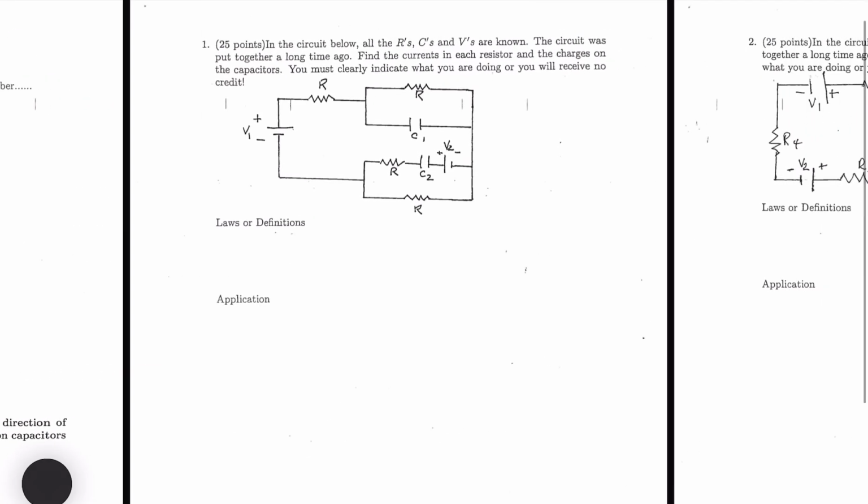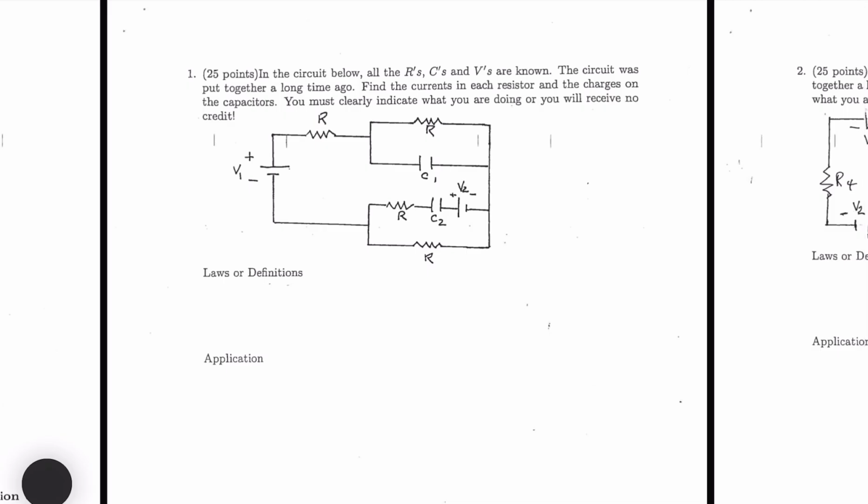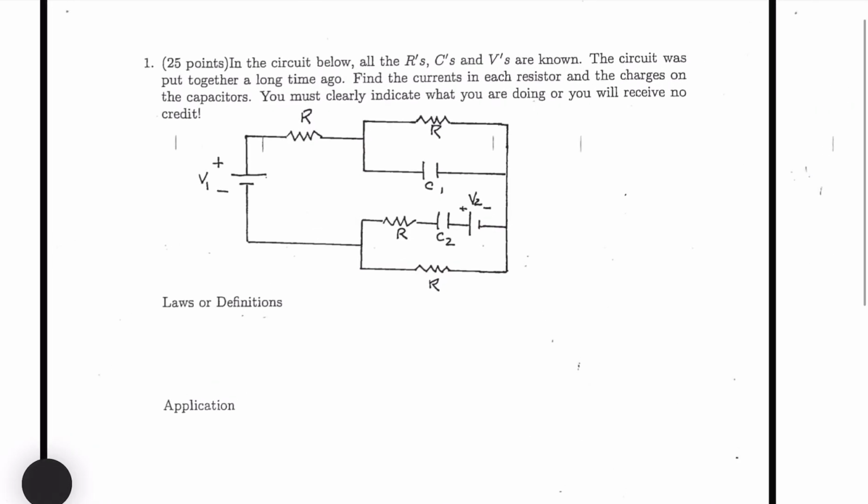So, if we start with number 1, in the circuit below, we're told that R's, C's, and V's are unknown. The circuit was put together a long time ago, meaning we're in steady state, and it's asking us to find the currents in each resistor and the charges on the capacitors. So before we even begin solving, we have to first define our current and label the charges on our capacitors.